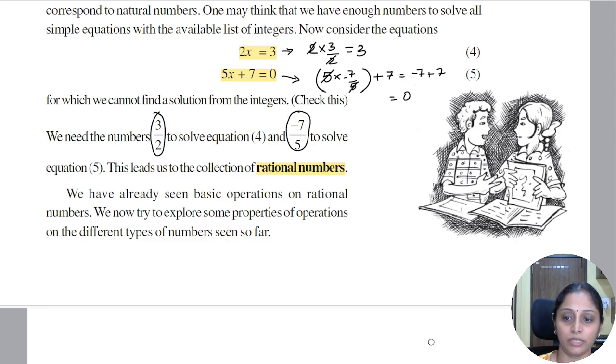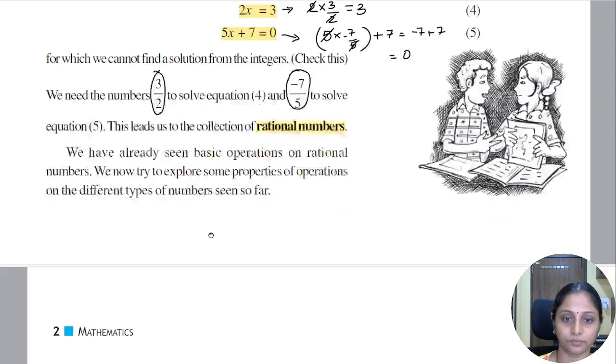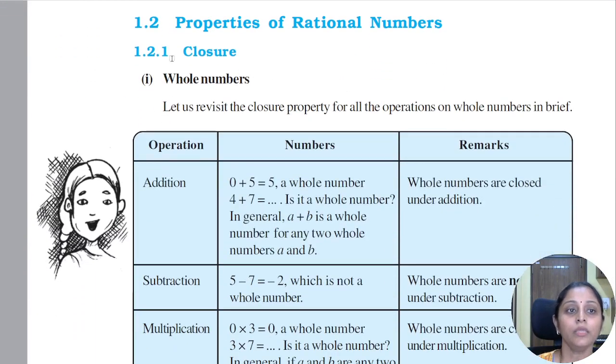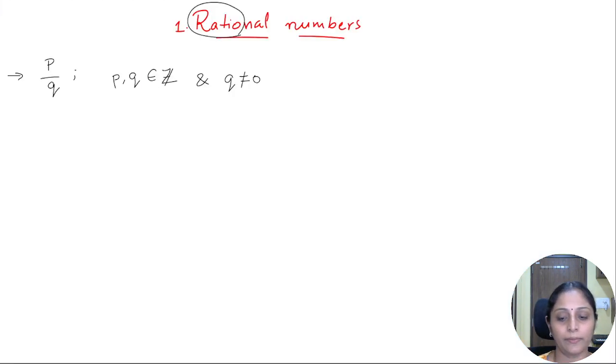Okay. Now let us move on to the properties of rational numbers. The first property that we are going to discuss is the closure property. So here we are going to look at the definition of closure property and we will quickly recall the closure property in whole numbers and integers and then move on to rational numbers.